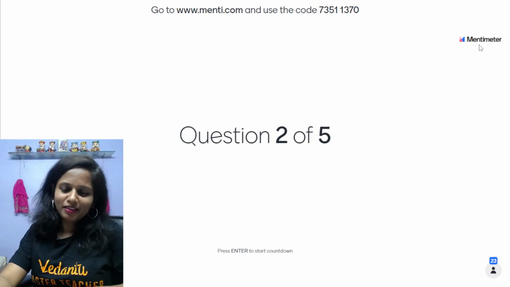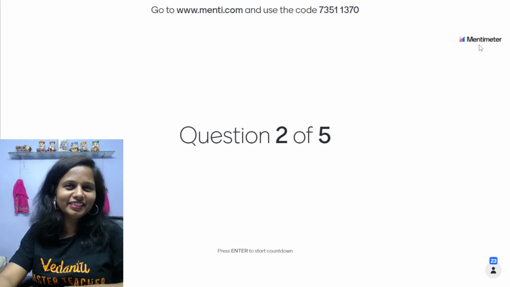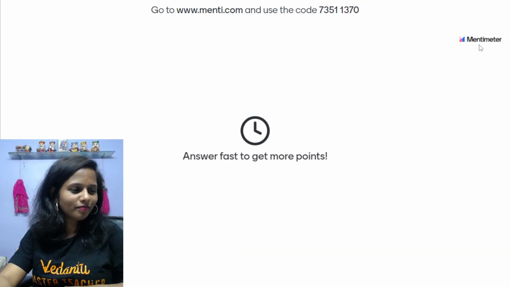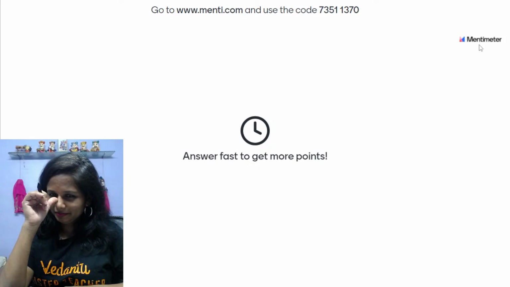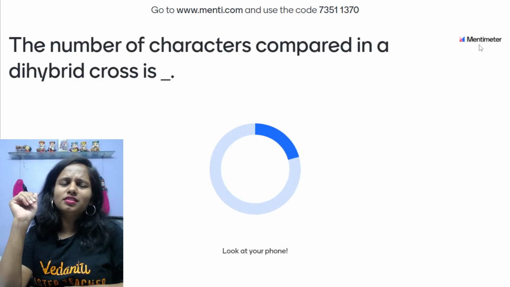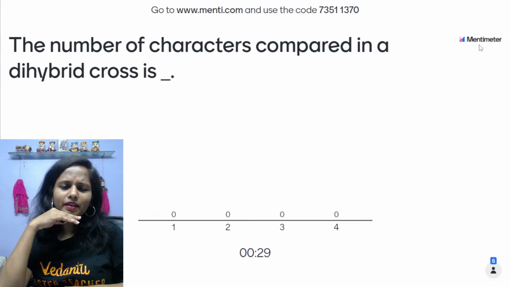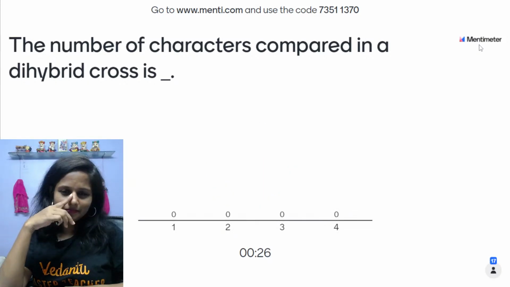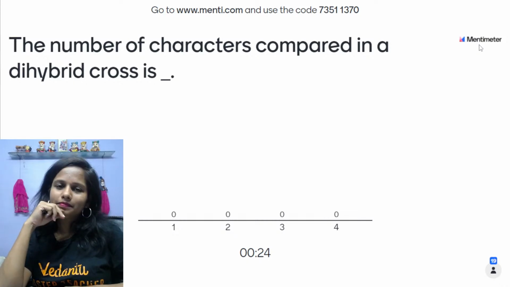Second question flashing on your screens now. The number of characters compared in a dihybrid cross is, how many characters are compared? 1, 2, 3, 4.